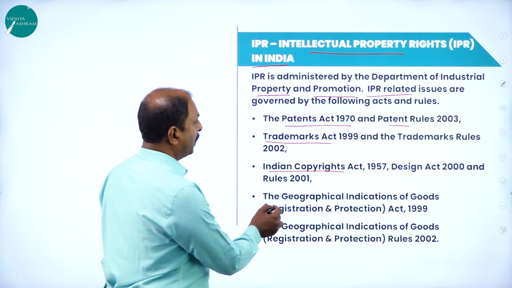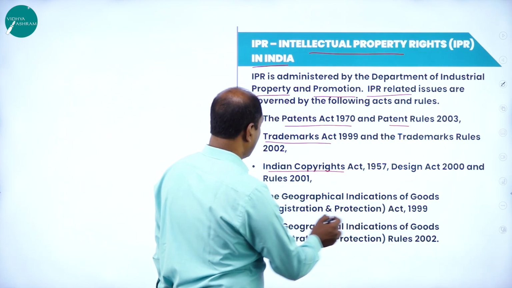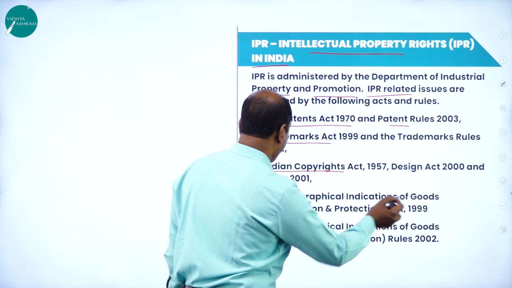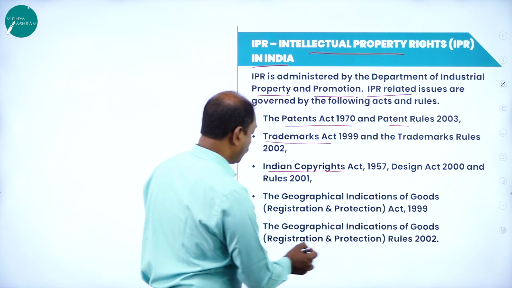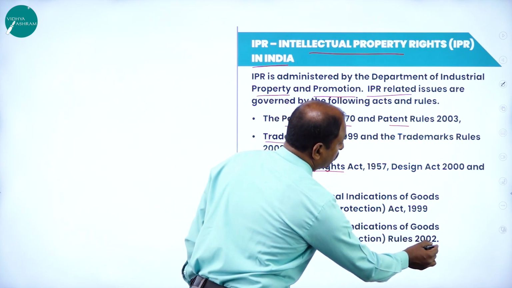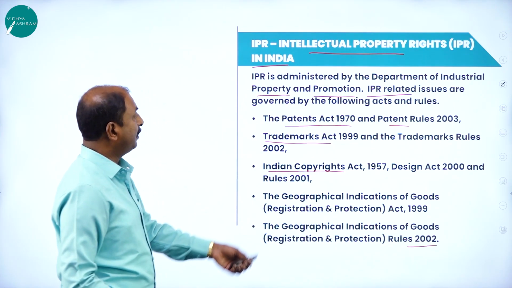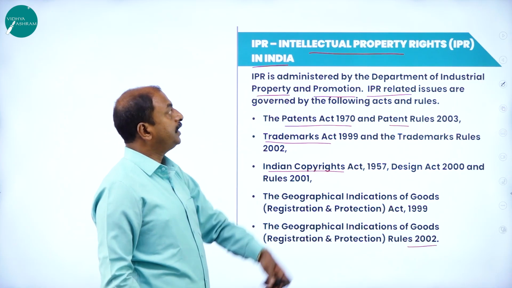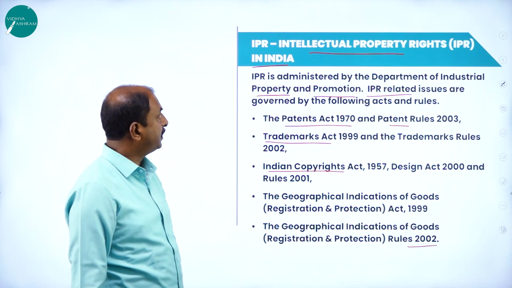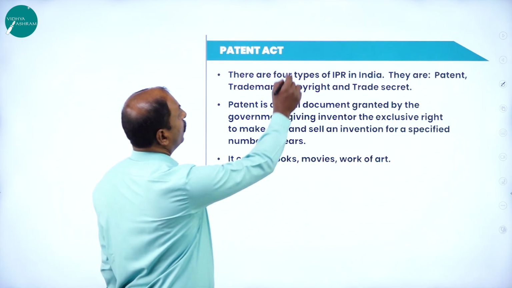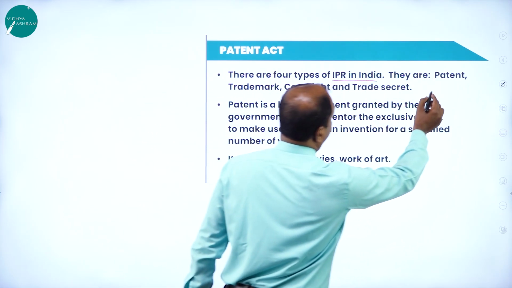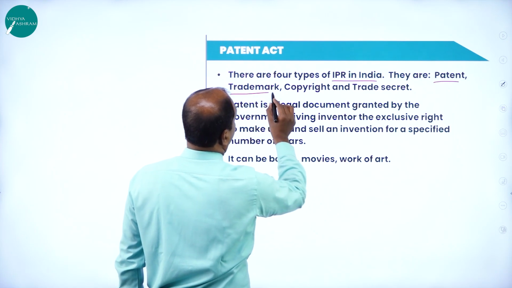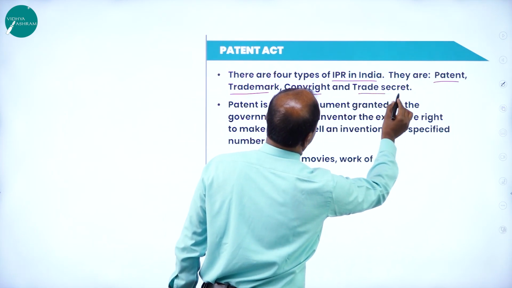So here, the Geographical Indications of Goods, Registration and Protection Act, and the Geographical Indications of Goods Rules, 2002. All these come under IPR, that is Intellectual Property Rights. Now here, there are 4 types of IPR in India. They are Patent Act, Trademark Act, Copyright, and Trade Secret.